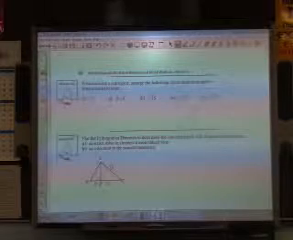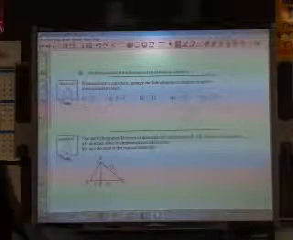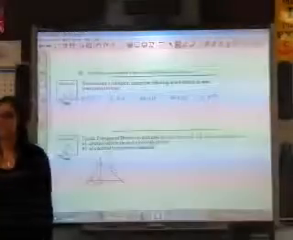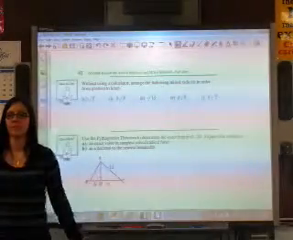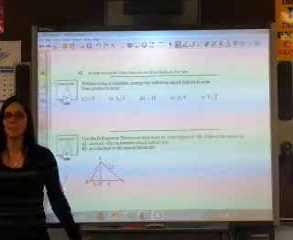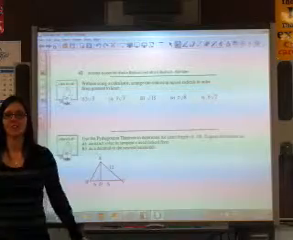How do I rate radicals in order from greatest to least? What would I need to do without using the calculator?